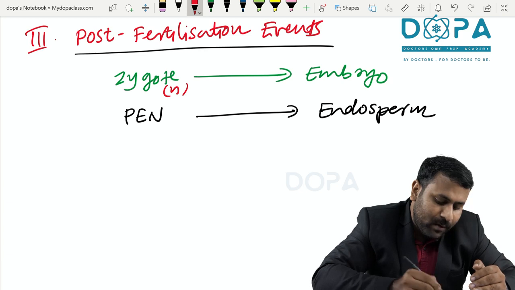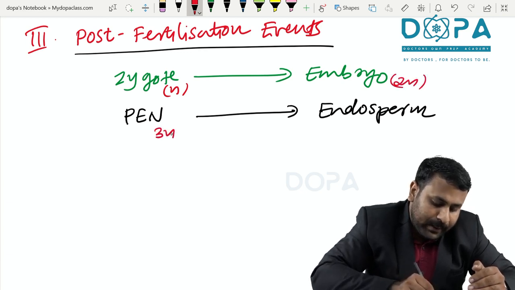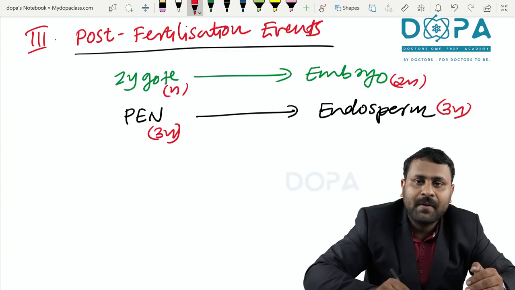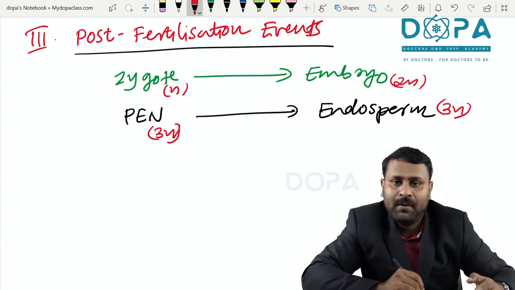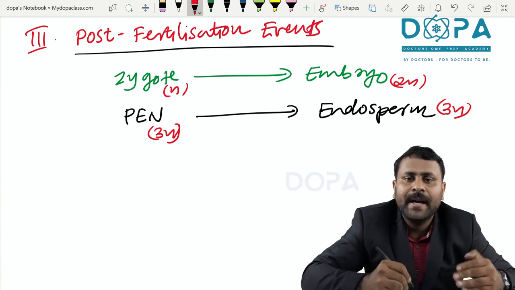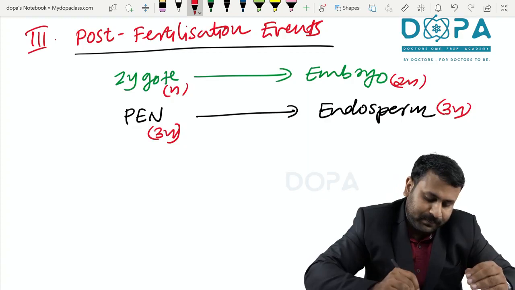So the diploid zygote develops into a diploid embryo. The triploid primary endosperm nucleus develops into triploid endosperm. That endosperm provides nourishment to the developing embryo. Development of embryo from zygote is called embryogenesis. During embryogenesis, endosperm provides nourishment to the developing embryo.